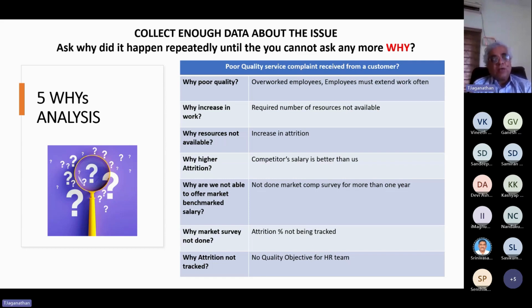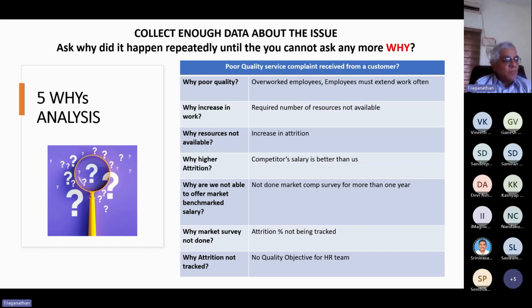Why was attrition not tracked? We come to it only after the problem has become a major issue. Now we know that, otherwise nobody is making it an issue for the HR team. And the HR team is also not proactive enough to do that. Why is it not? Because it was not set as a quality objective at all. It is not in the metrics and measures. It's not in the QMS metrics and measures of the HR team. HR team is not following QMS practice. They are not monitoring and measuring it every month.